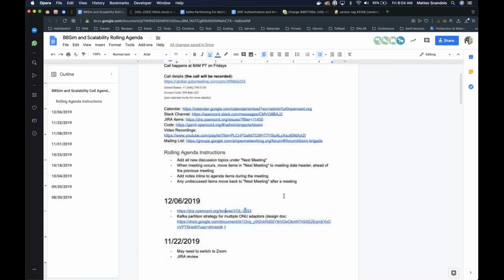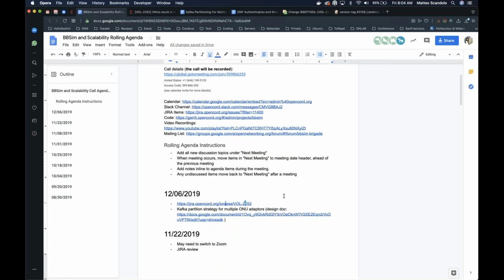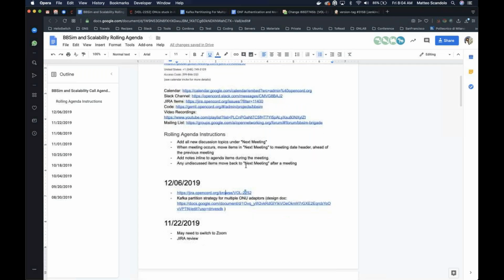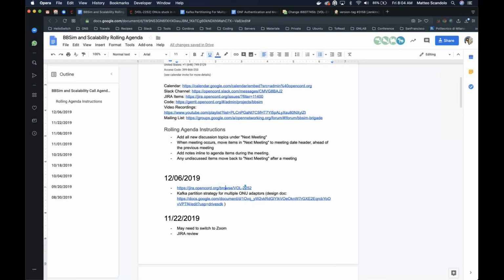And then the second topic is a discussion about the Kafka partition strategy document that William was kind enough to put together. So I think the best way to proceed, if that's okay with you, William, is to move to the document and let you give a brief overview or summary of what is described there. Is that okay?